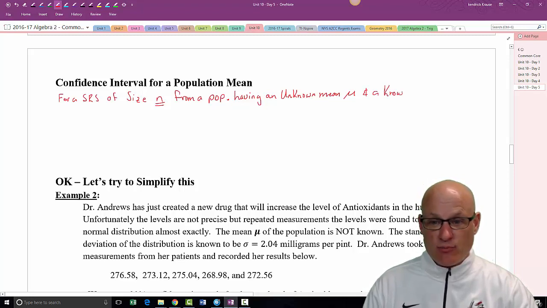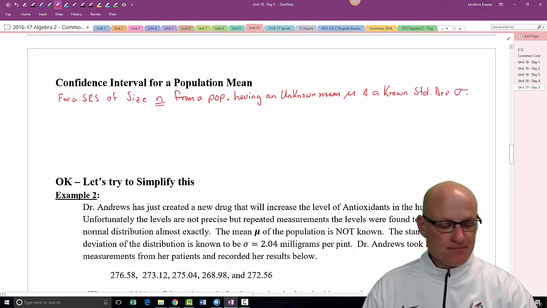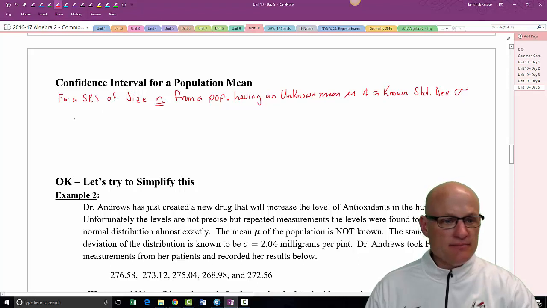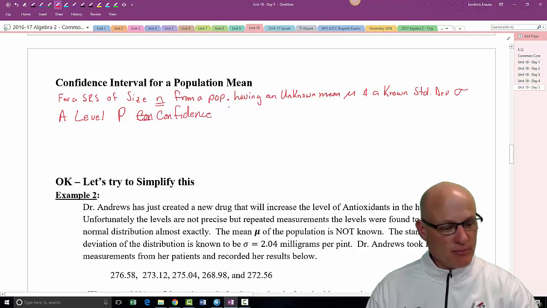Remember, when you get to AP stats, they're going to take that away from you. And a known standard deviation sigma. A confidence level P. I think this is what our AP stats teacher uses. A level P confidence. I don't know why we're using P. I'm not really sure I like P very much.